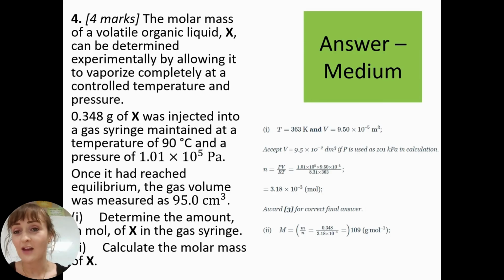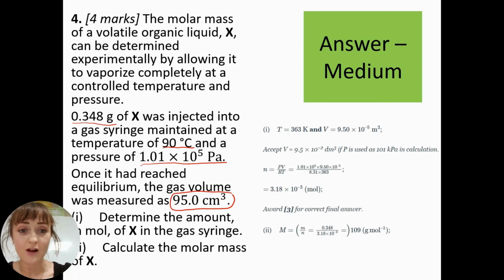The question tells you that the molar mass of a volatile organic liquid, X, was to be determined; it was vaporized at a particular temperature and pressure, and a certain mass of it was input into a gas syringe. So it's a slight manipulation of the setup that we have discussed already, but the principle behind it is the same. The temperature is 90 degrees, and the pressure was recorded at 1.01 × 10^5 pascals. You were also told that the volume of the gas recorded was 95.0 centimeters cubed.